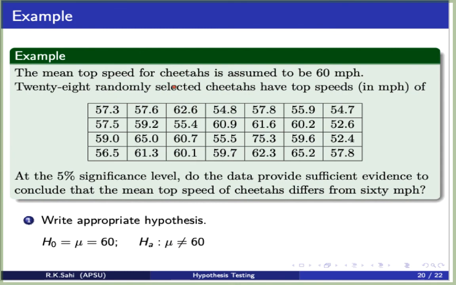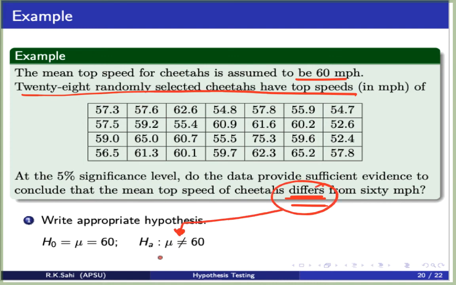Here, the mean top speed for cheetahs is assumed to be 60 miles per hour. 28 randomly selected cheetahs with top speeds were given below. And we would like to find, at a 5% significance level, whether this data provides sufficient evidence to conclude that the mean top speed of cheetahs differs from 60 miles per hour. Remember, differs means not equal to sign. So that's my alternative hypothesis, and the null hypothesis basically is mu equals 60.